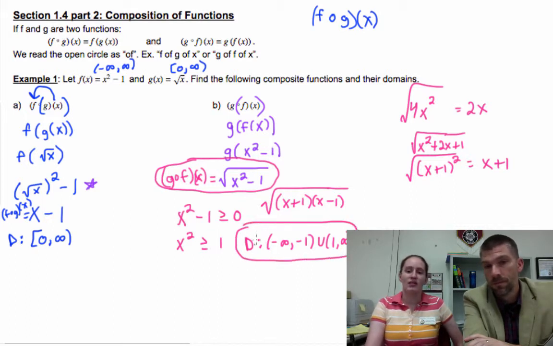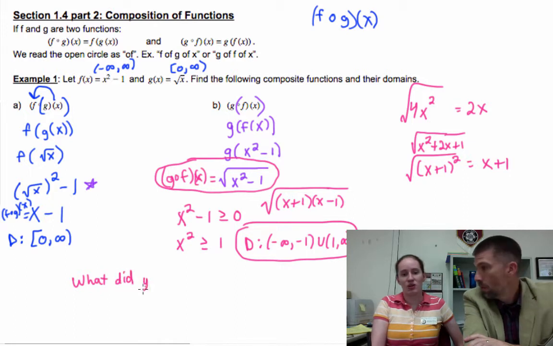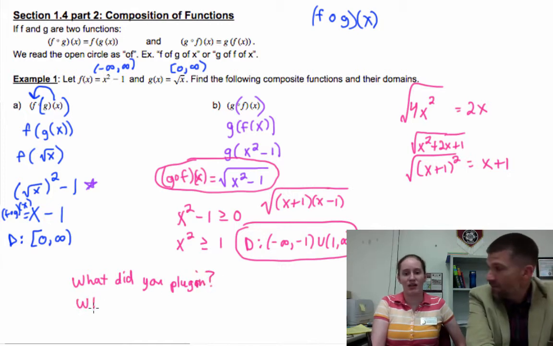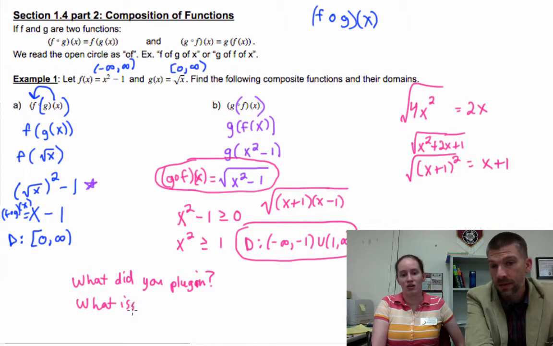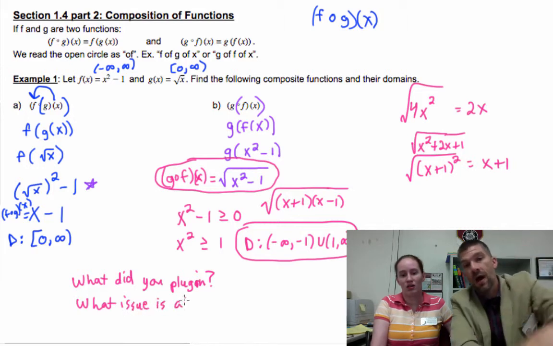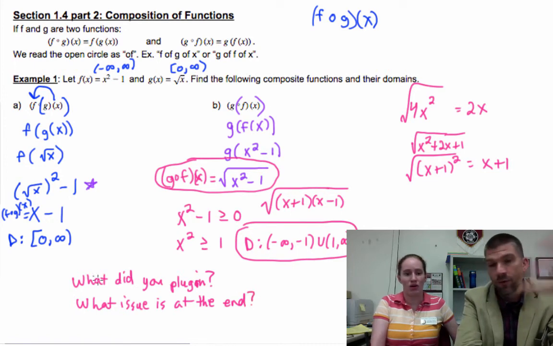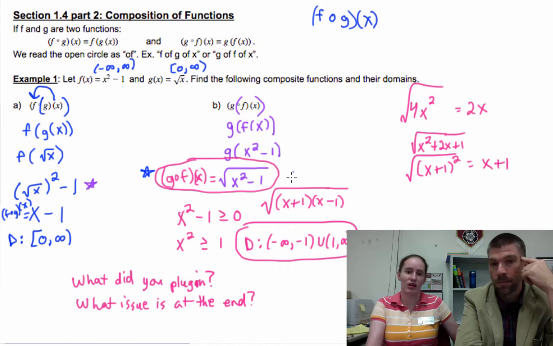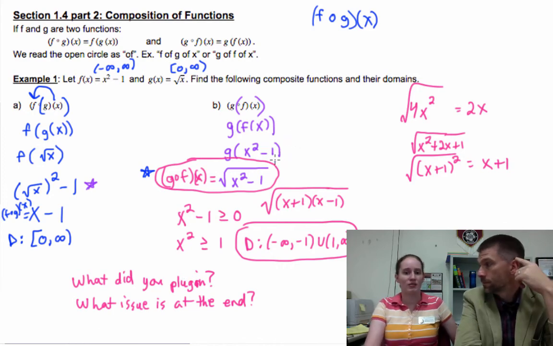These take some getting used to, but the key for the domain is what you plugged in. If there's an issue where you plugged in, that issue is carried through. You can graph these as well and have a look, but you have to graph from your original composition before you simplify. In this case, we weren't able to simplify it any further. All right. Good talk.